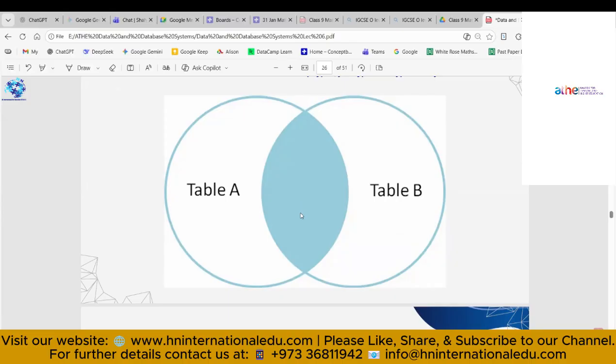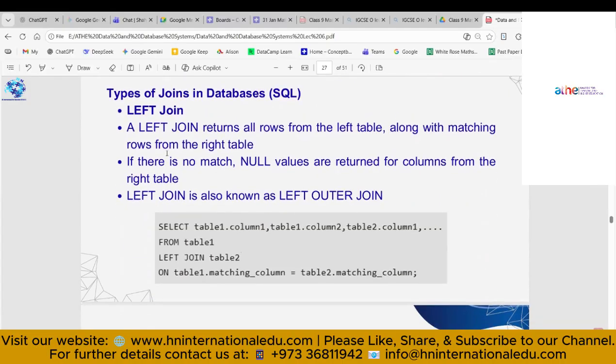Which rows are the common, which records are common in both of the tables? You will only take them. Then what about the left join?